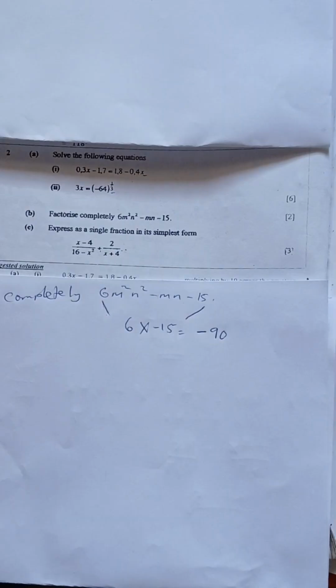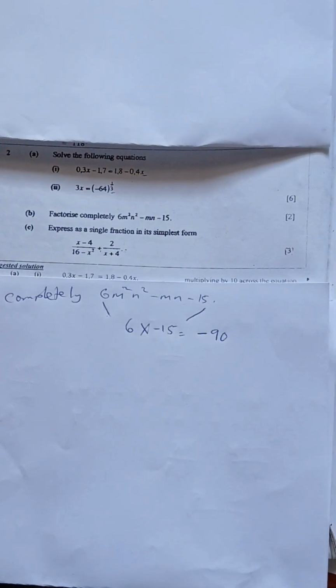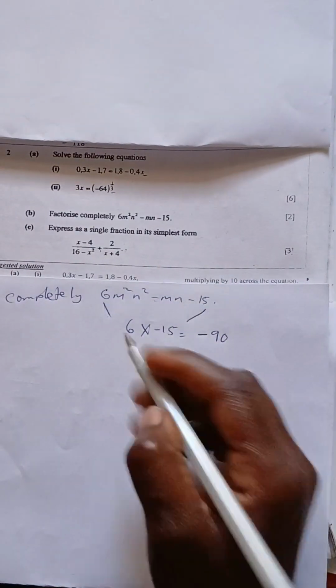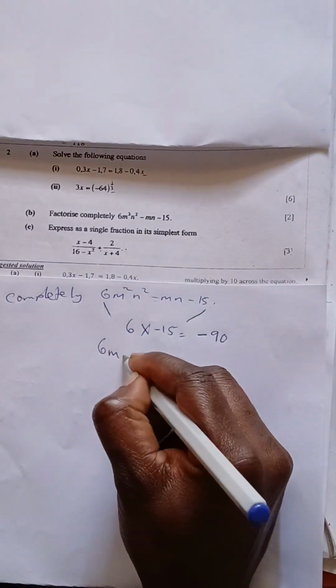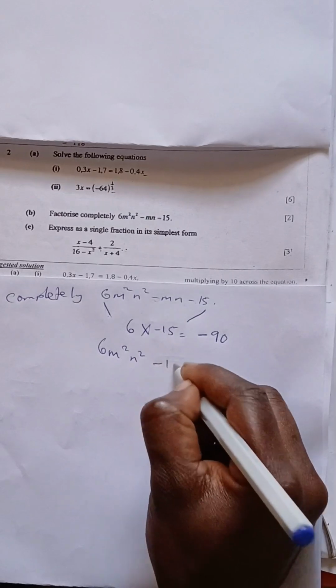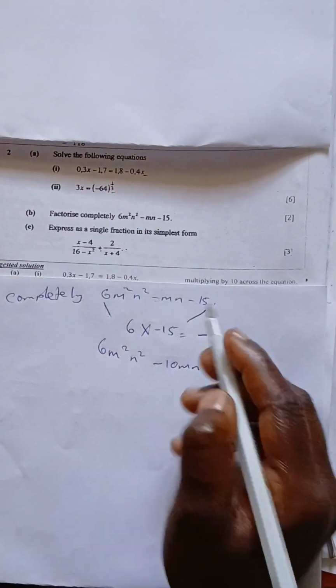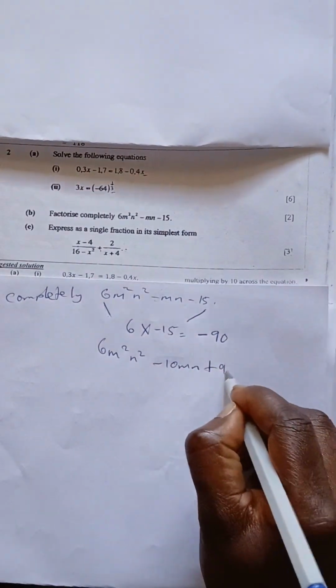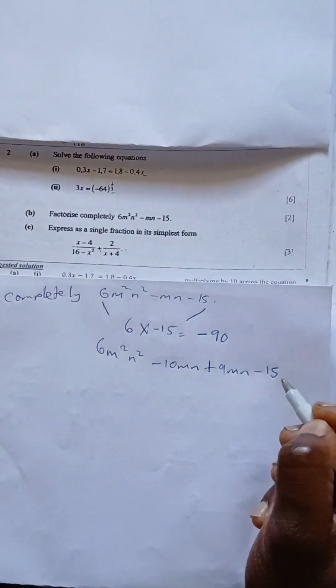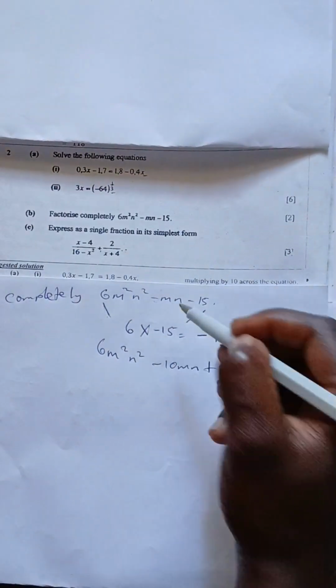So the 2 numbers will be 10 and 9, right? So our 10 must be negative, and our 9 must be positive. So if we say negative 10 plus 9, we will get negative 1 mn. So it will be 6m squared n squared minus 10 mn, plus 9 mn minus 15. So that's how we break this part, right?